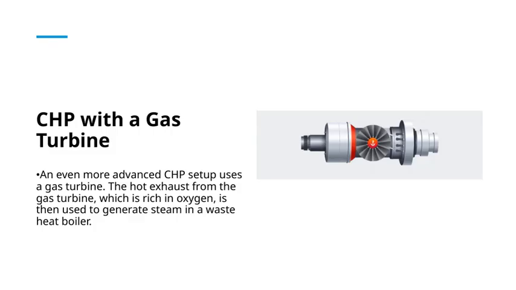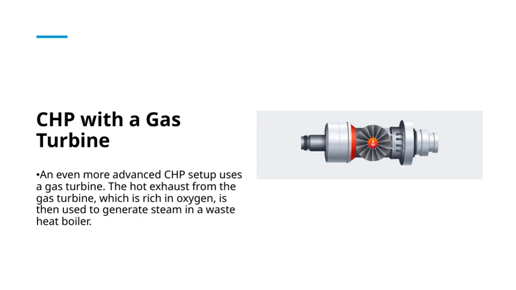Now, let's look at an even more advanced combined heat and power, or CHP, setup that uses a gas turbine. The key idea here is that the hot exhaust gases from the gas turbine, which are rich in oxygen, can be utilized to generate steam. This is done in a waste heat boiler, which captures the heat from the exhaust to produce steam. By doing this, we're effectively recovering energy that would otherwise be wasted.